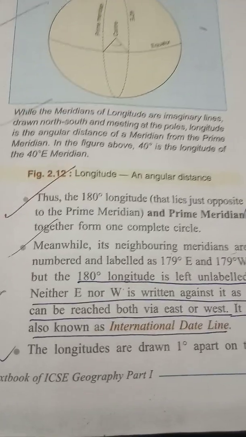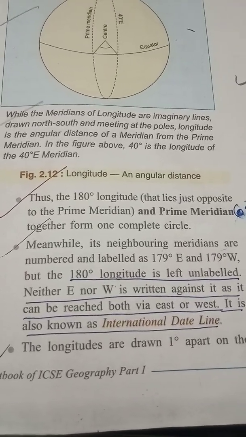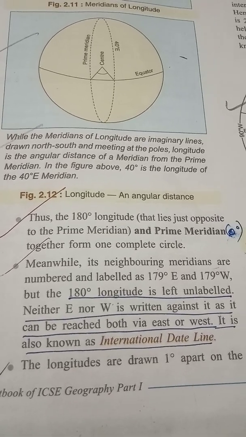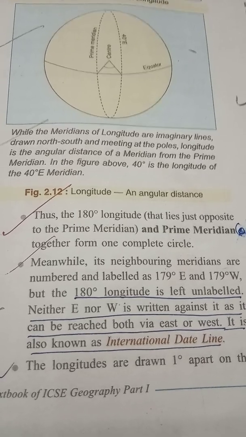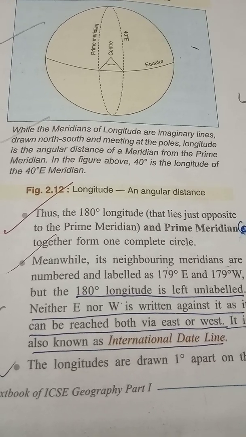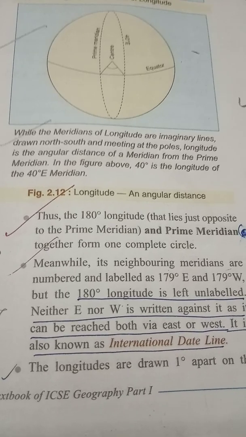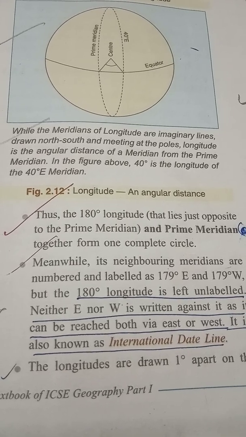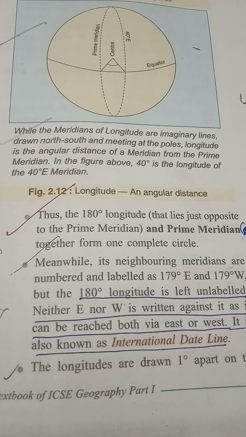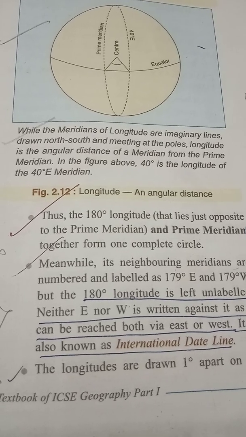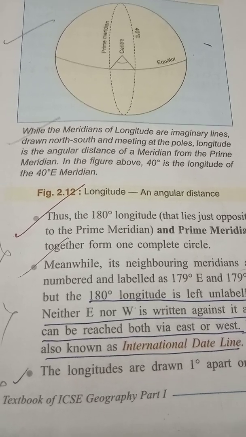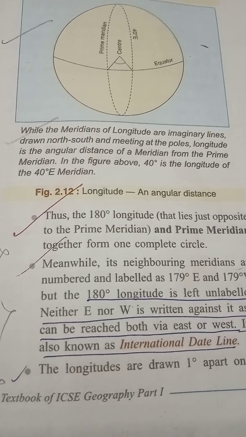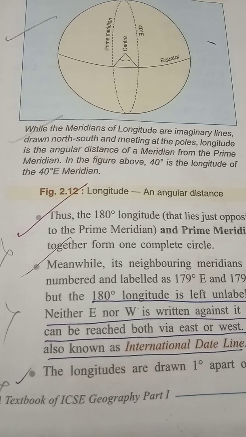So children, thus the 180-degree longitude, which lies just opposite to the prime meridian, together with the prime meridian forms one complete circle because they lie on the opposite side of each other. Otherwise longitude is just a semicircle. So two meridians, one on the opposite side of each other, together form a great circle, one complete circle.